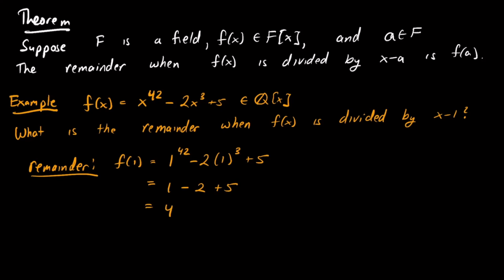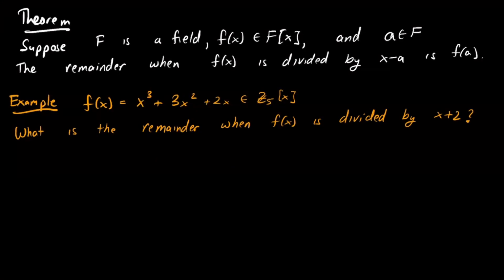My remainder is 4. So when I take this big polynomial, x to the 42nd minus 2x cubed plus 5, and divide it by x minus 1, the remainder will be 4. Okay, so here's another similar problem. I'll take f of x to be x cubed plus 3x squared plus 2x, and this will be a polynomial whose coefficients are in Z mod 5. And we're going to ask, what is the remainder when f of x is divided by x plus 2?